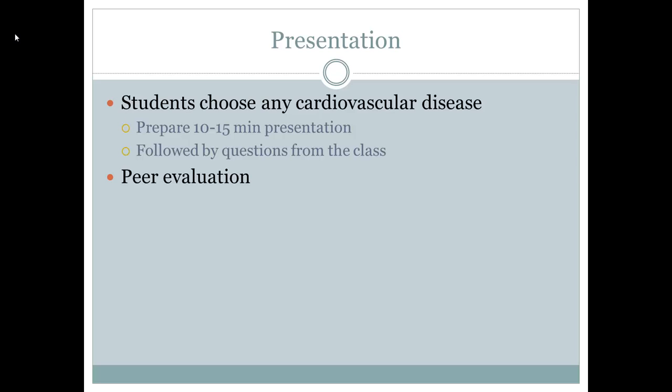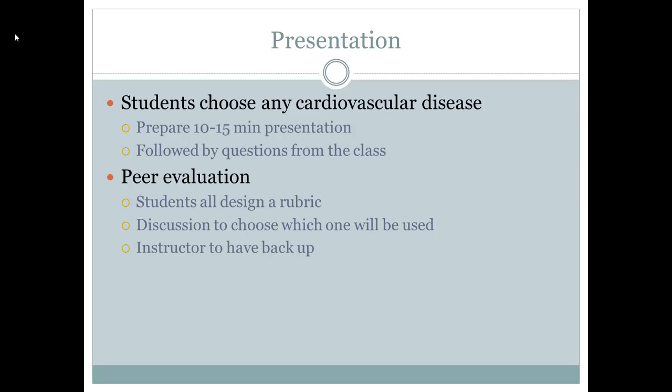For the evaluation of this presentation, I wanted to bring in the concept of having peer evaluation. So I would have all my students design a different rubric and bring it in to the class prior to all the presentations, and then there would be a discussion on which rubric they feel would be the most appropriate.